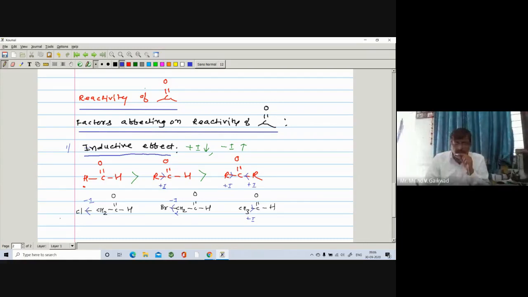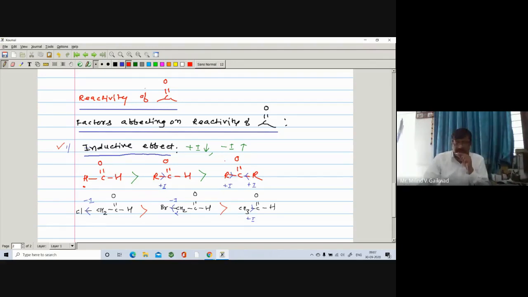So in case of fluoro, chloro, bromo, iodo, the fluoroacetaldehyde is more reactive as compared to chloro, as compared to bromo, as compared to iodo. And why? Because the electronegativity of fluorine is more as compared to chlorine, as compared to bromine, as compared to iodine. So here we can write the reactivity sequence like this. You can write any other example also, right? So this is about the inductive effect. So here the inductive effect affects the reactivity.